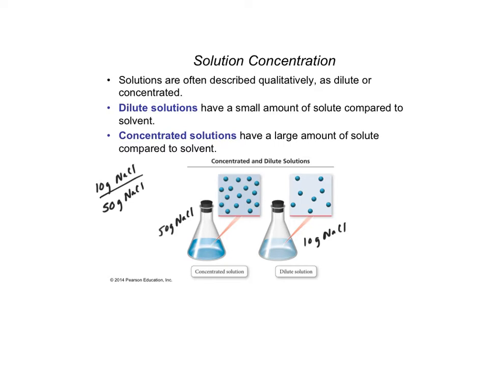Again, this is hand wavy. We're not telling you specifically how much there is. We're just giving you an idea overall. Oh, this is a very concentrated solution. We know that it has a lot of solute versus solvent. This is a very dilute solution. We know that it does not have that much solute versus solvent.